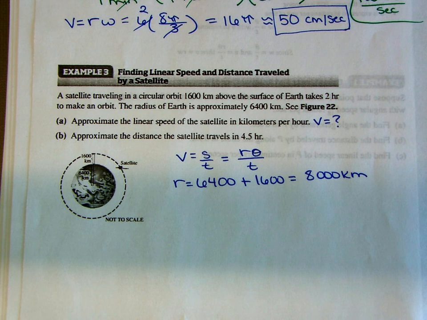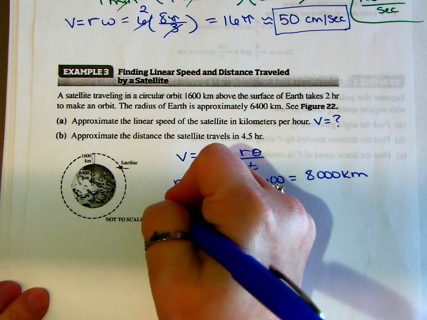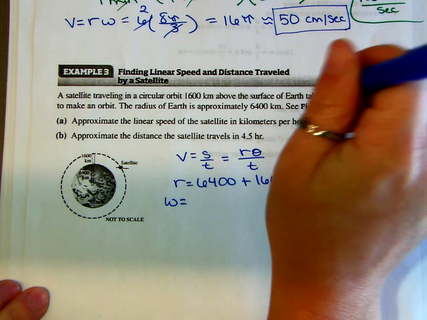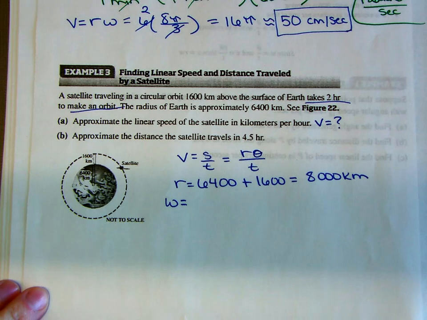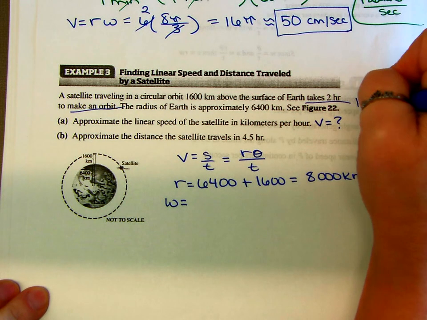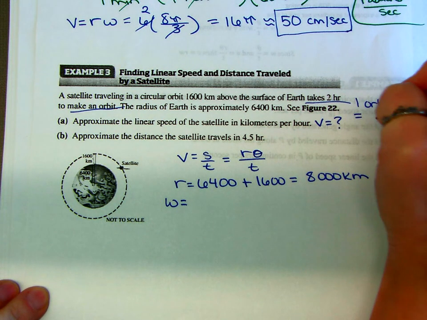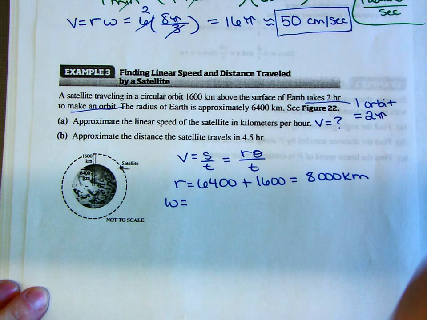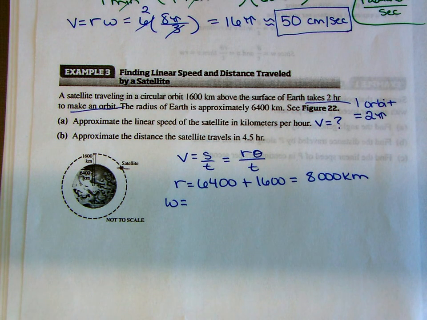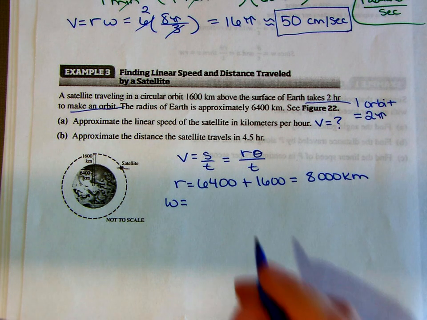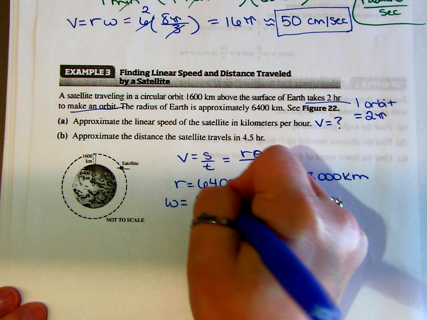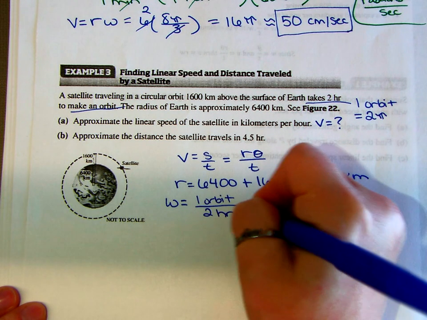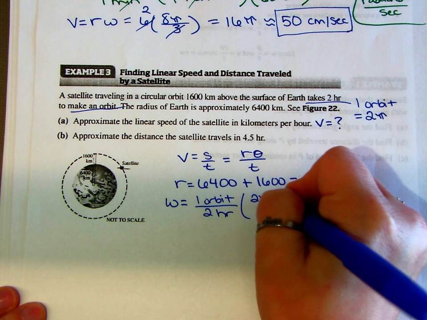And then we've got to find W. Because, again, they told us it takes 2 hours to make an orbit. And in this case, one orbit is going to be how many radians? 2 pi. Just like the revolution problem. If you go all the way around the Earth, you're still going 2 pi radians. So if I have one orbit in 2 hours, that means I have 2 pi radians per orbit.